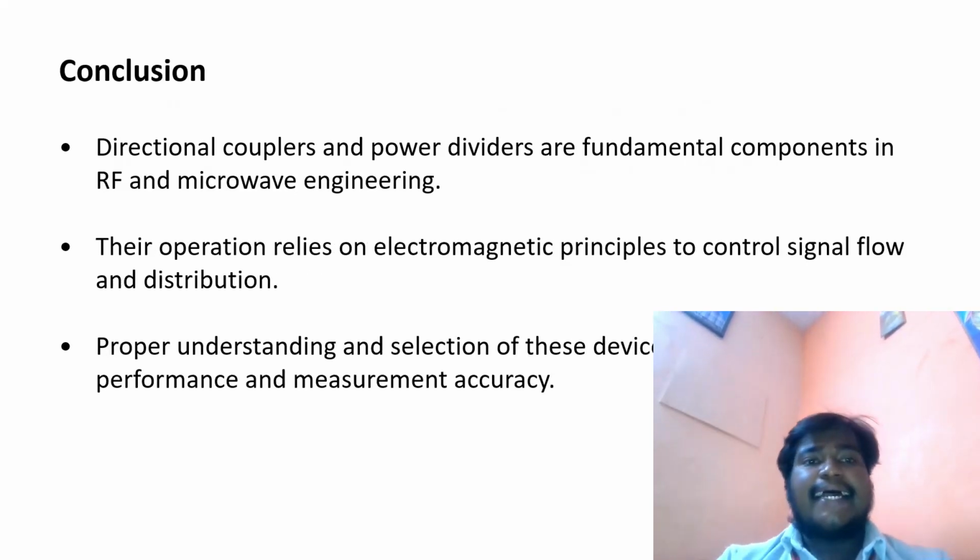Conclusion. Directional couplers and power dividers are fundamental components in radio frequency and microwave engineering. Their operation relies on electromagnetic principles to control signal flow and distribution. Proper understanding and selection of these devices enhance system performance and measurement accuracy.